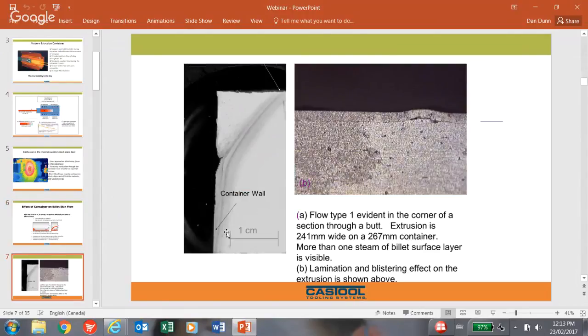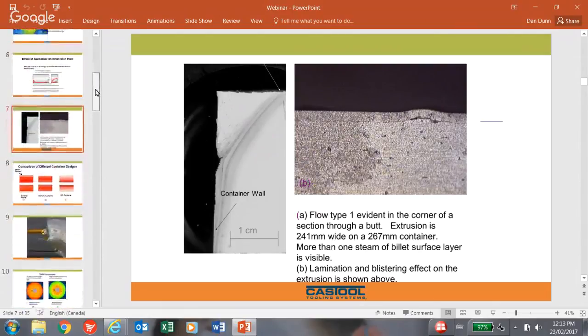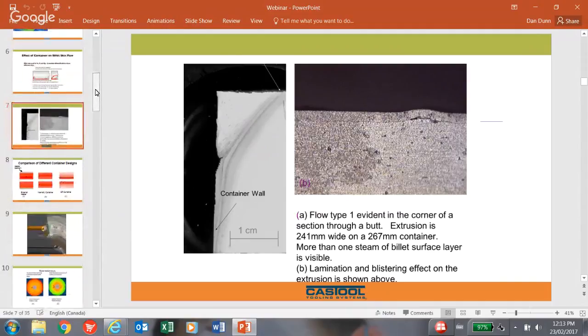If we look at this a little bit more carefully, type 1 inflow is evident on the slide on the left. You can see the flow of aluminum from the wall of the liner and then follow it as it travels through into the pockets of the die, and then of course through the finished extrusion. The image on the right shows this billet skin actually laying on the surface of the extrusion.